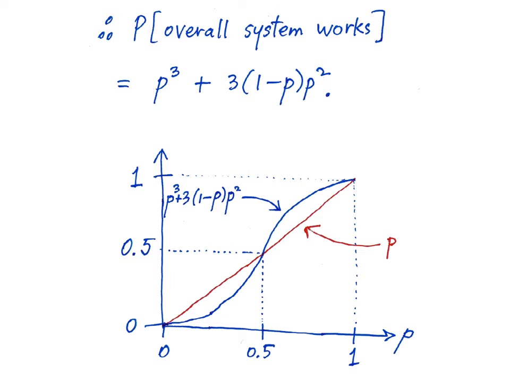This is an interesting situation, because for binary output, if you have 50% reliability, it means you're flipping a coin. It means that 50% of the time it's correct, 50% of the time it's incorrect. You might as well be flipping a coin.